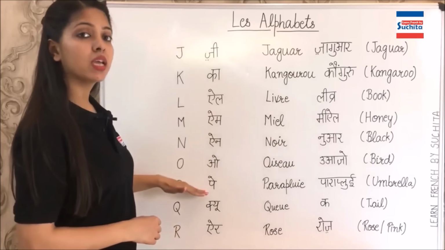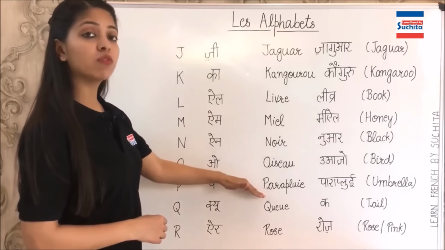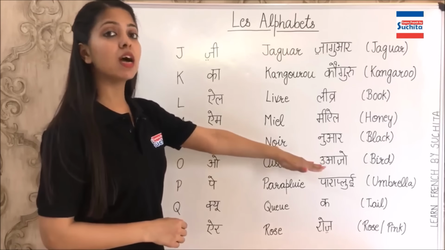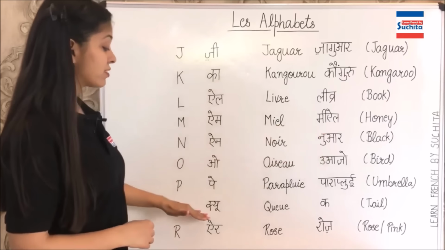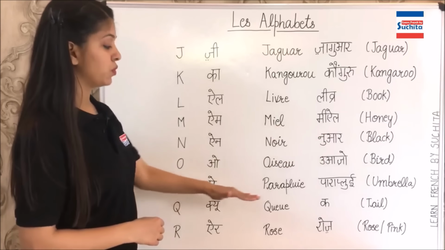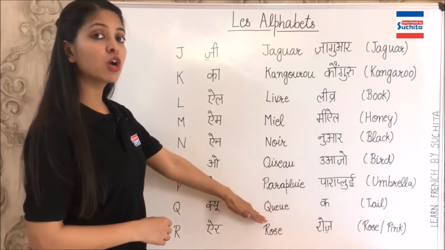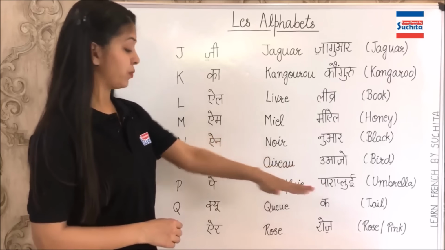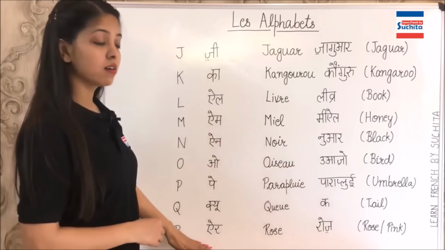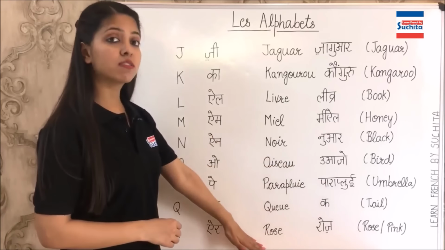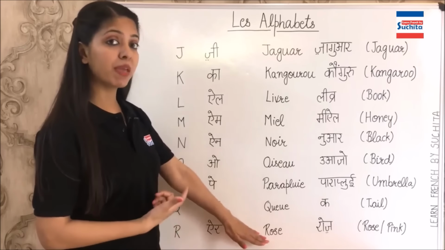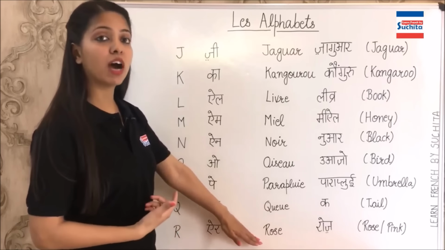P, the word starting with P is parapluie, which means an umbrella. Next is Q, the word starting with Q is queue, and the meaning is tail. R, rose, and it has two meanings. It can mean the color pink or it can mean the flower rose.